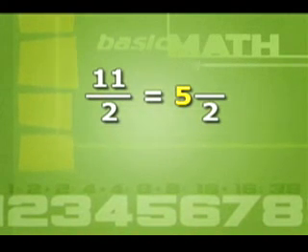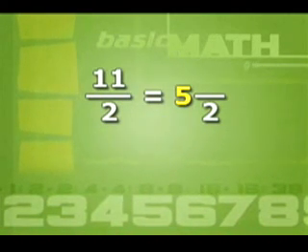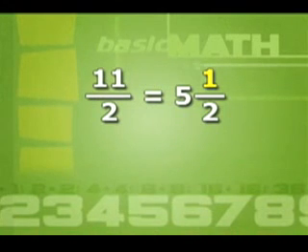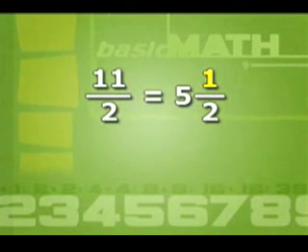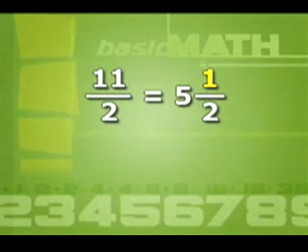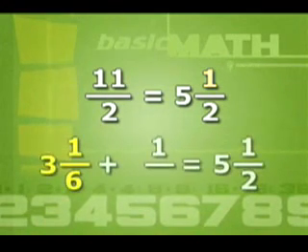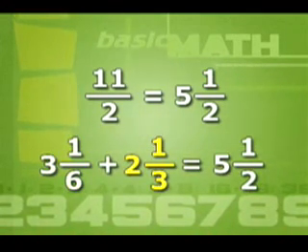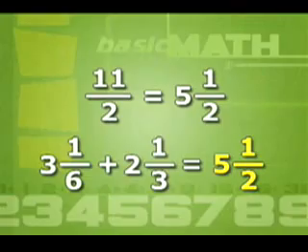So 11 divided by 2 is 5 with a remainder of 1. The remainder is the numerator of the new fraction with 5 as the whole number. The denominator stays the same. So 3 and 1/6 plus 2 1/3 equals 5 and 1/2.